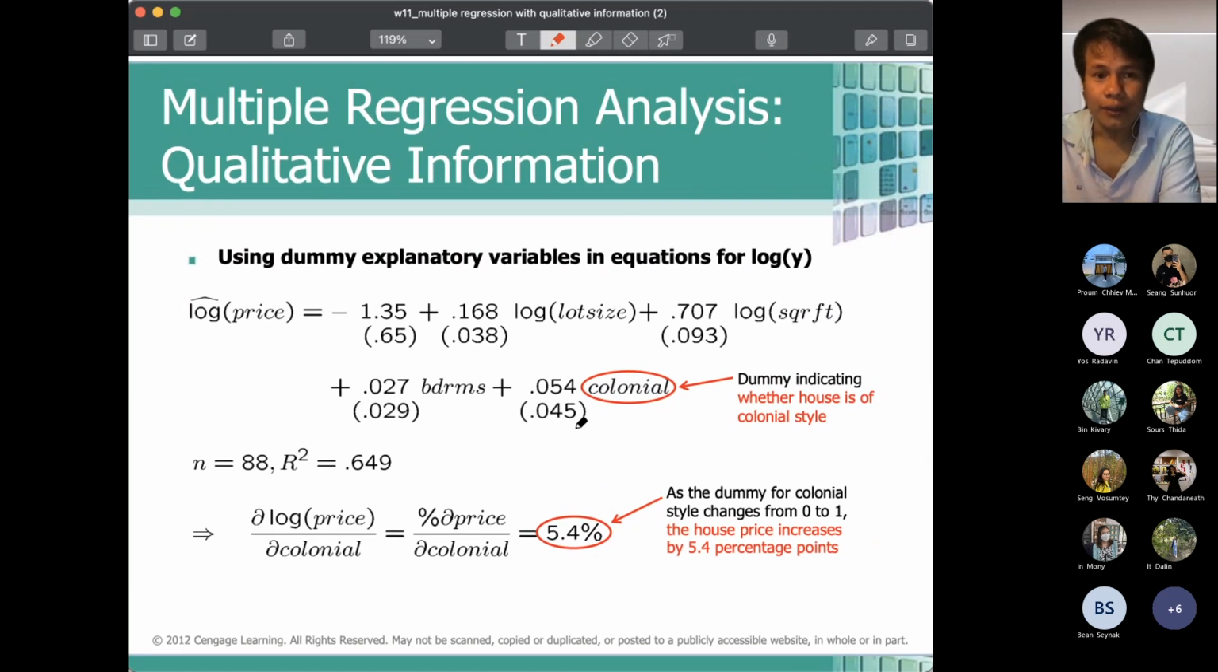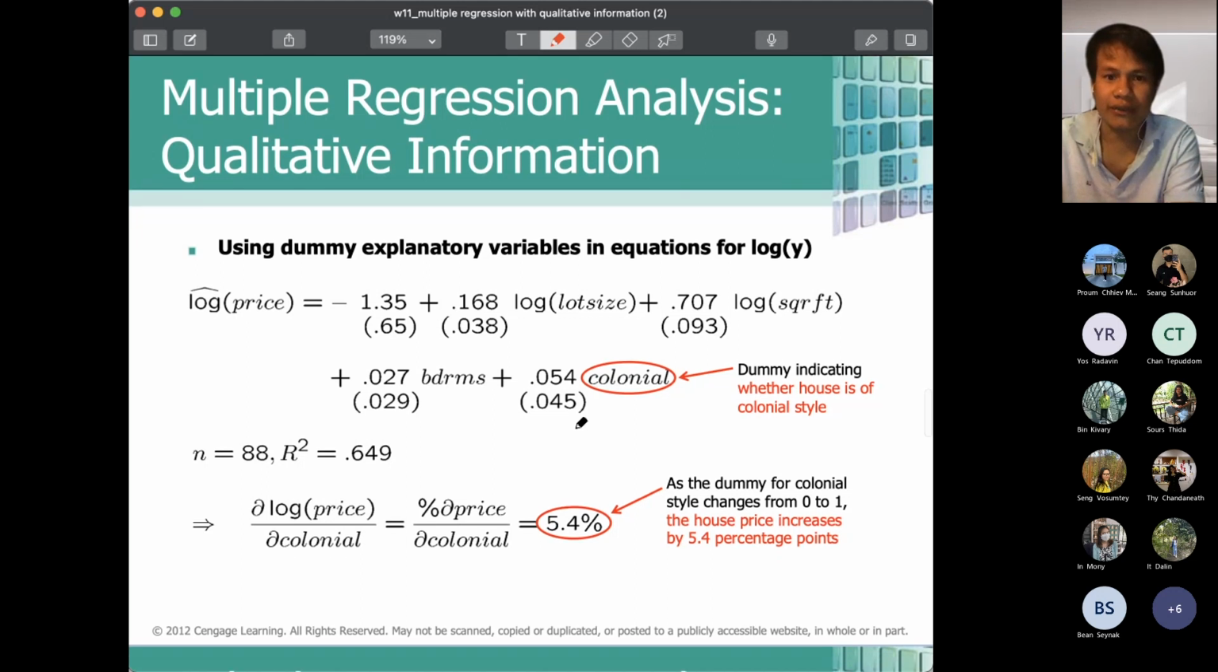Here, what if we use the dependent variable in log? If we use log, the interpretation has to be changed to percent, multiplied by 100. It's very similar to when you have a numerical variable.